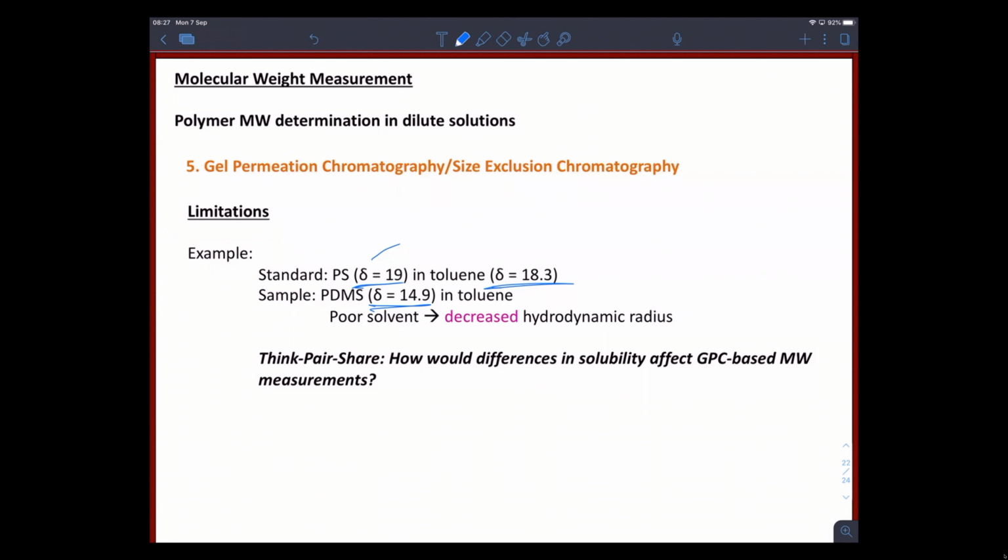Now, if we make the hydrodynamic radius smaller, what would happen to the elution time of that polymer in gel permeation chromatography? It will be increased. Yeah, so I think you're right. It's going to increase the time, right? Because those smaller coils are going to get caught up in the porous material, which we're using as a stationary phase. So that's just logical to work through.